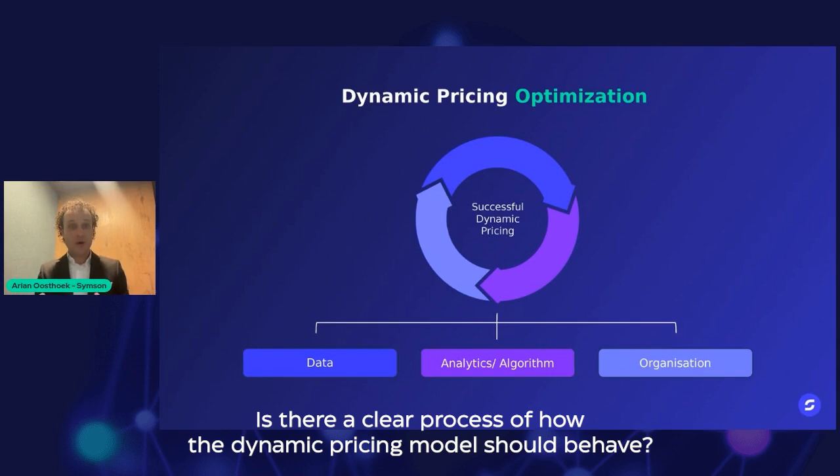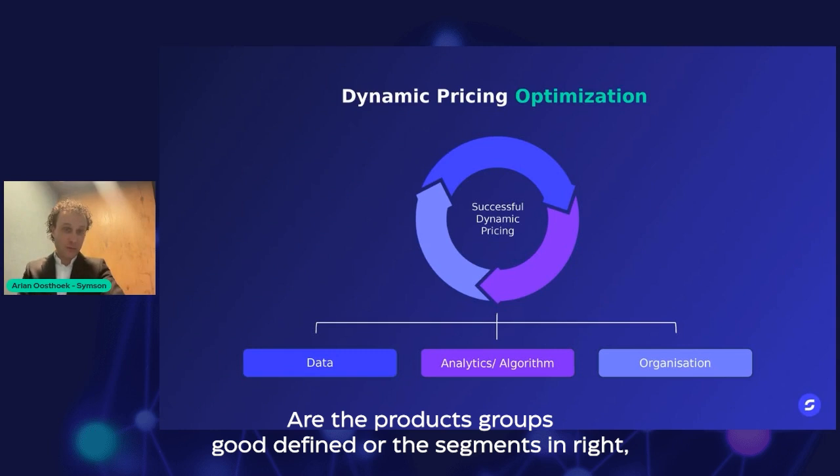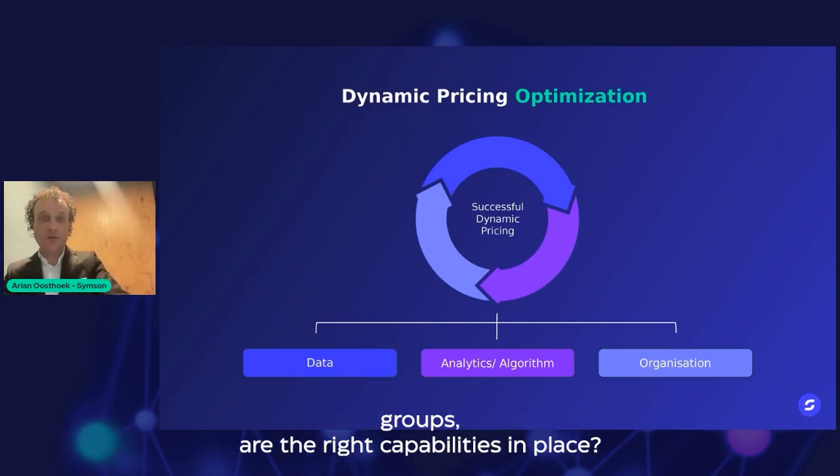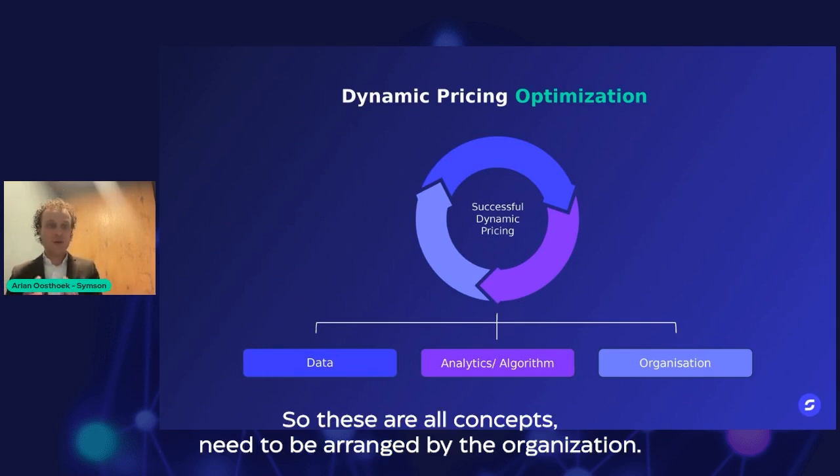Is there a clear process of how the dynamic pricing model should behave? What steps should be taken? Are the product groups well defined? Are they segmented in the right groups? Are the right capabilities in place? Are there good evaluation metrics? So these are all concepts that need to be arranged by the organization.